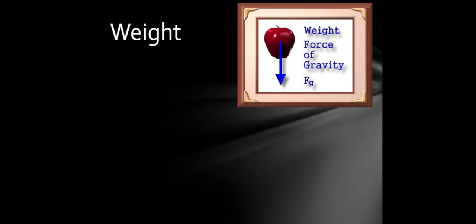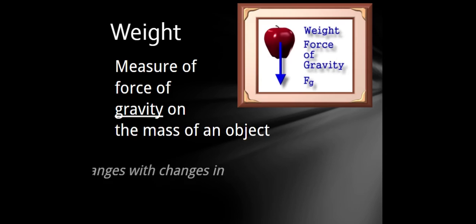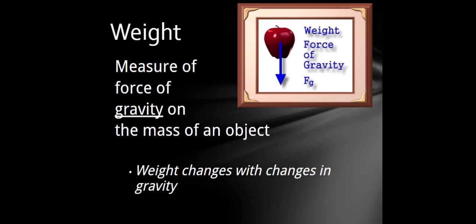Weight is different. Weight has to do with the force of gravity on an object's mass. So weight changes, whereas mass does not change. So for instance, my mass on Earth and my mass on the moon will be the same. But my weight on Earth would be greater than my weight on the moon because the force of gravity is greater on the Earth than it is on the moon. So weight is not a very consistent measure, so we really want to use mass as often as possible.